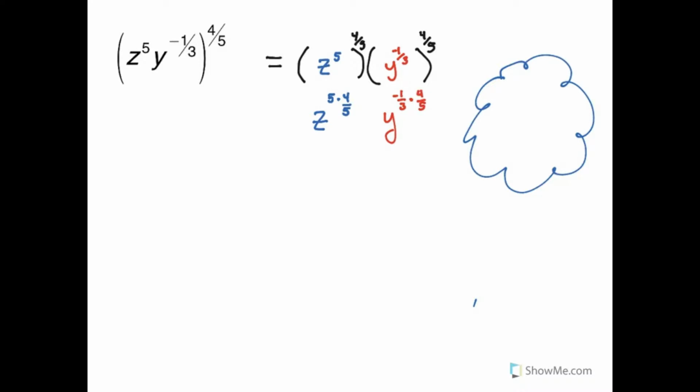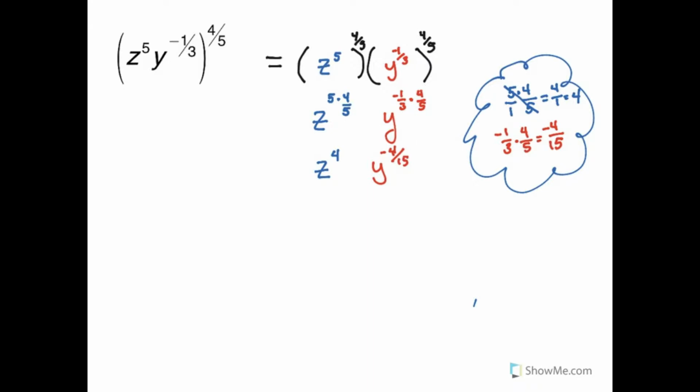If you need to, you can multiply your fractions off to the side. 5 times 4/5 is the same as 5 over 1 times 4/5, and the 5's cancel. We get 4 over 1, or 4. Negative 1/3 times 4/5 has nothing that cancels, so negative 1 times 4 is negative 4, and 3 times 5 is 15. So now we write z to the fourth, y to the negative 4/15.